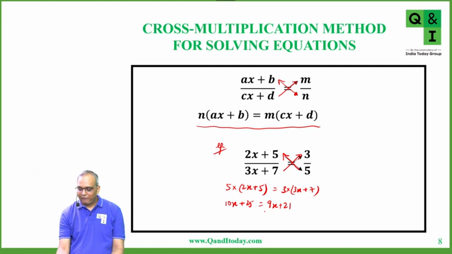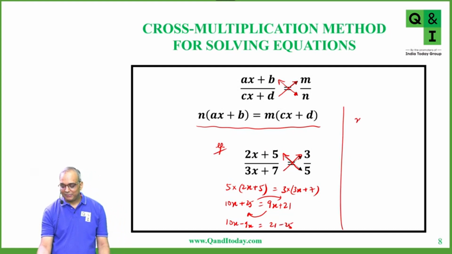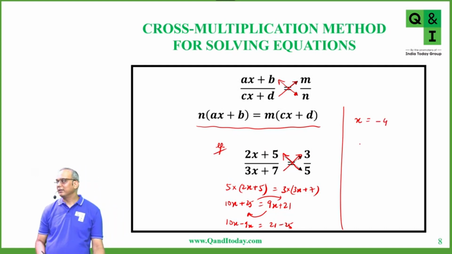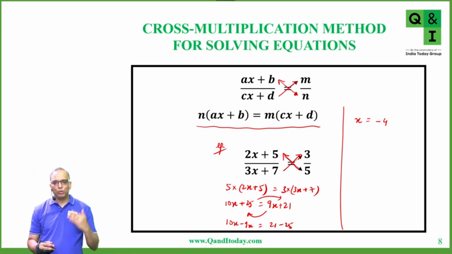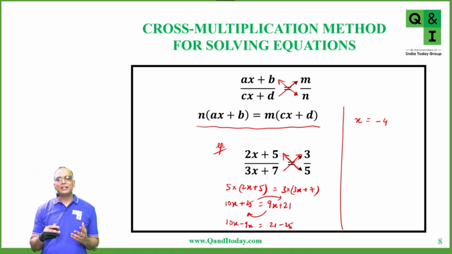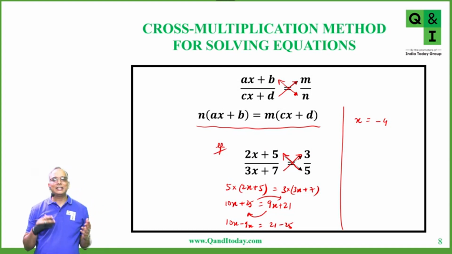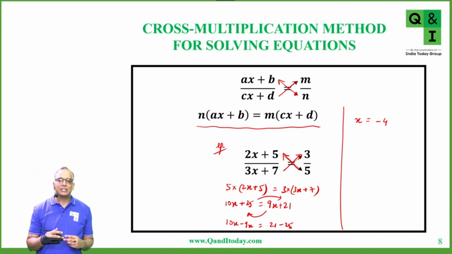Correct? Now when you take 9x to the other side and 25 to this side, we have 10x minus 9x is 21 minus 25. So 10x minus 9x is x, 21 minus 25 is minus 4, right? So this is how you will solve it when you are doing it by cross multiplication. So if you have the variable x term both in the numerator and denominator on one side, then we do cross multiplication, take the denominators to the other side of the equation, then solve it and get the value of the variable which satisfies this equation.